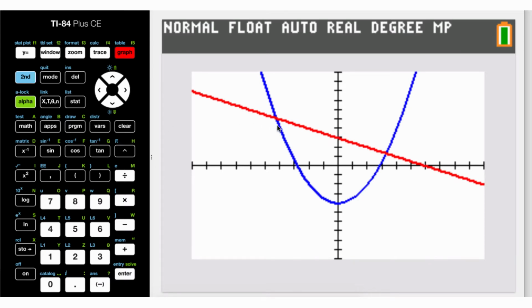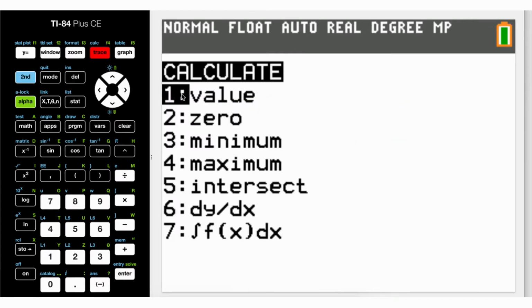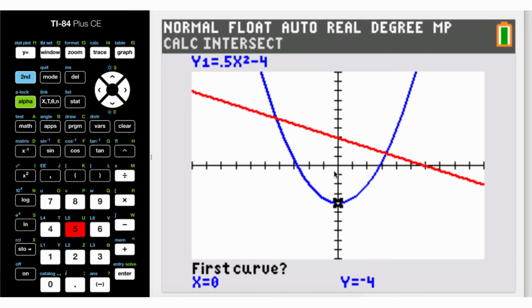Now, as we're looking at these lines, we want to figure out where they're intersecting. So I'm going to hit second trace, and option number 5 is intersect. Now we're going to have to do this 2 times because we've got 2 intersection points with our lines. So for our first one, I'm going to focus on that left intersection point. So I'm going to arrow over left to get closer to this intersection point. So here I'm just to the left of my intersection point.